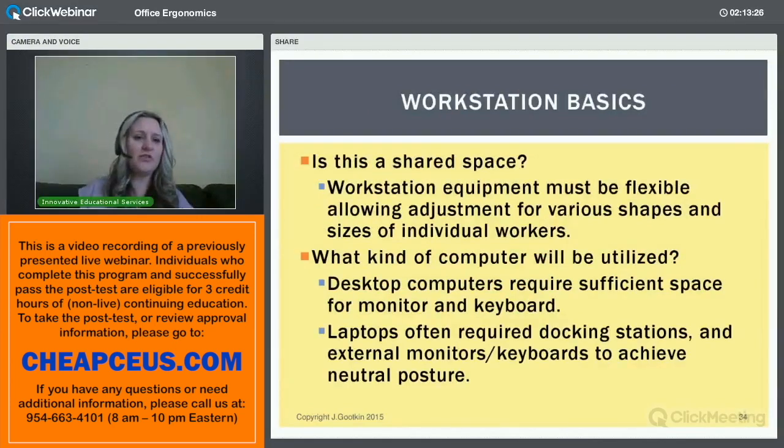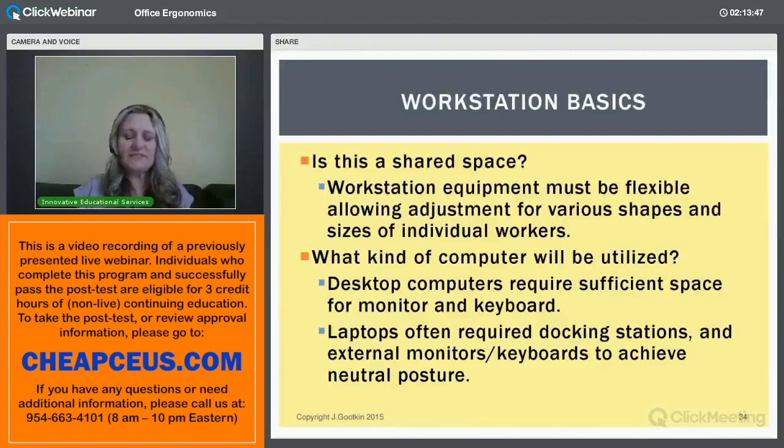So what do we actually want the workstation to look like, and how should it physically be set up? That's what we're going to spend our next block of time speaking of. And what we need to consider is the space itself. Many workers are in a shared space, so we need to have them educated on how to modify it every time that they come in.